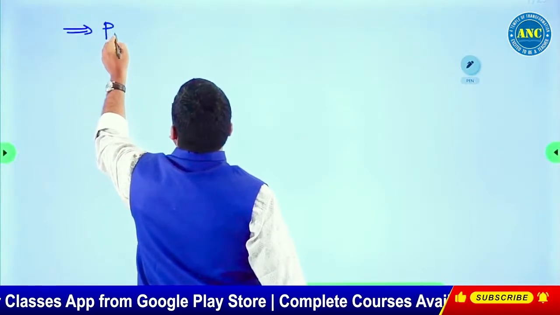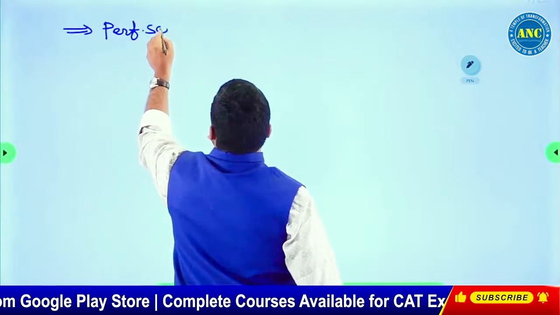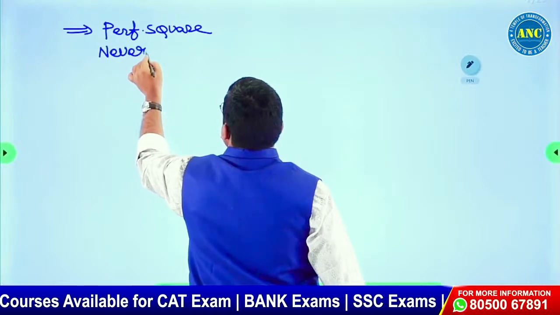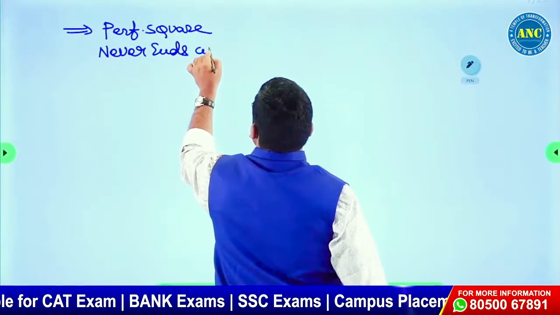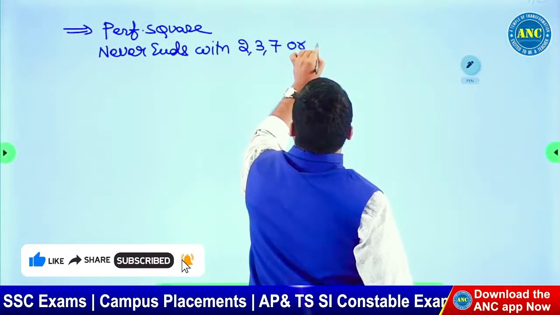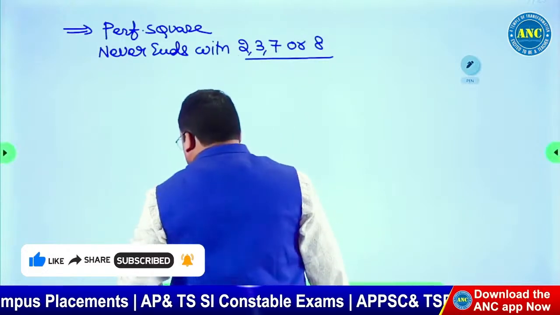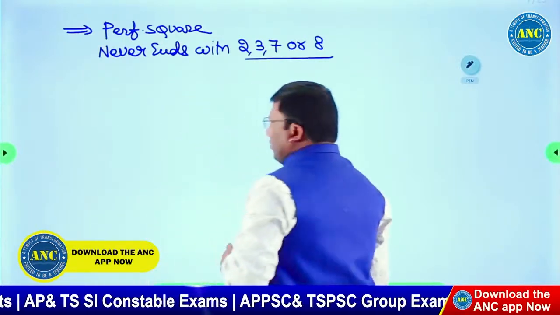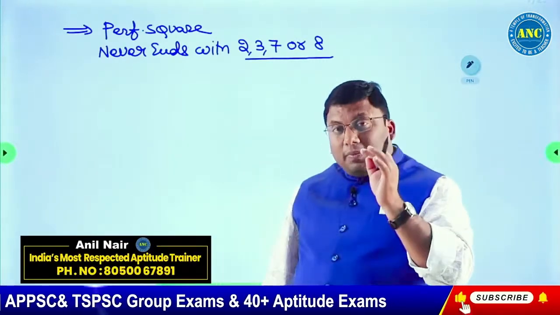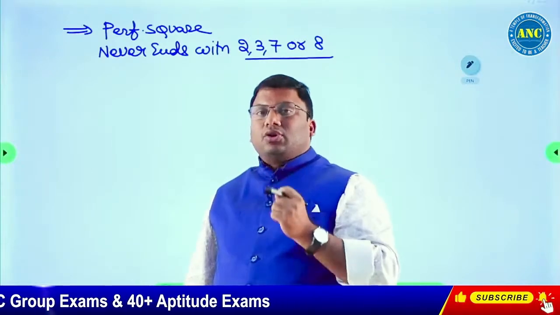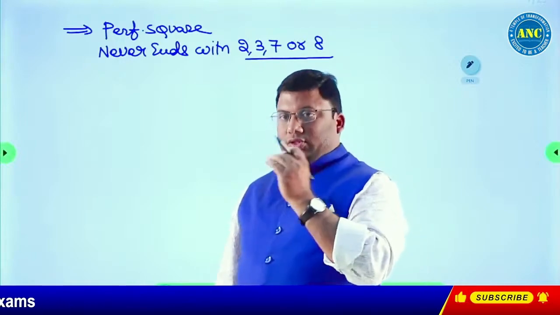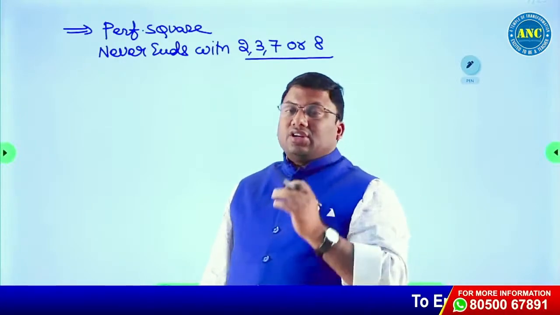A perfect square never ends with 2, 3, 7 or 8. The unit digit of a perfect square can never be 2, 3, 7 or 8. Just by looking at the number, if the unit digit comes out to be 2, 3, 7 or 8, then it is not a perfect square.